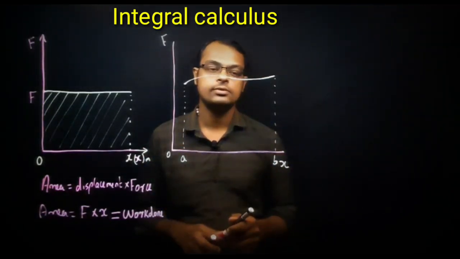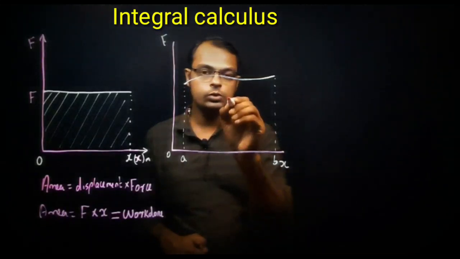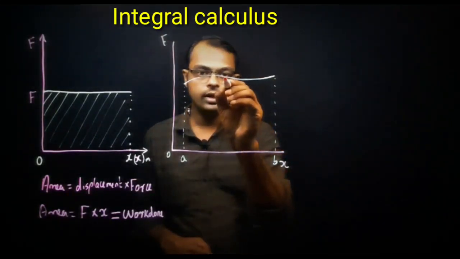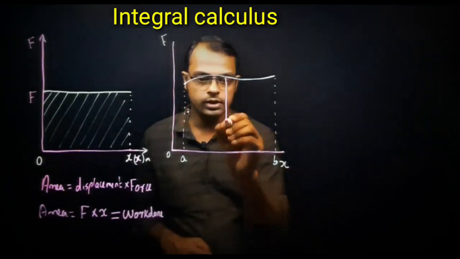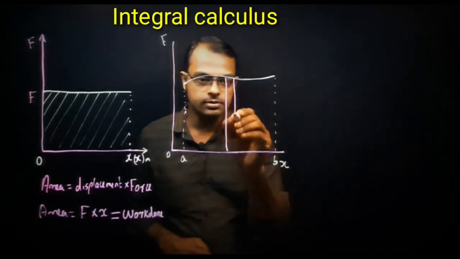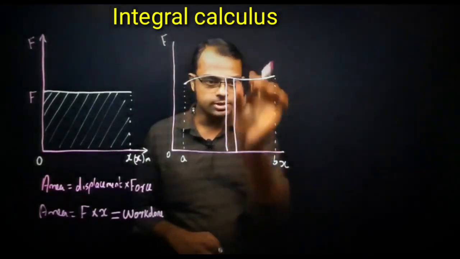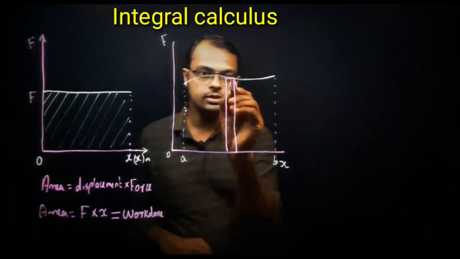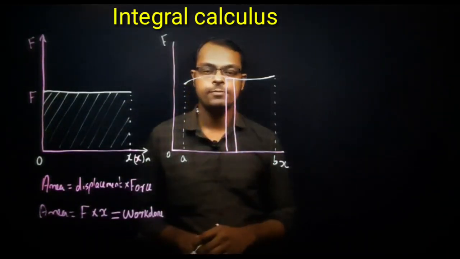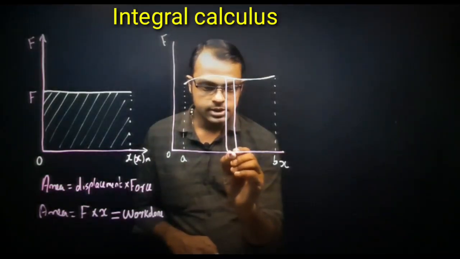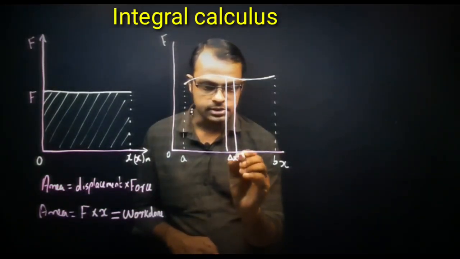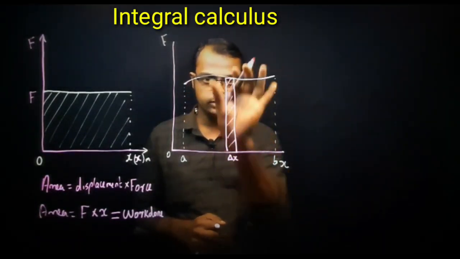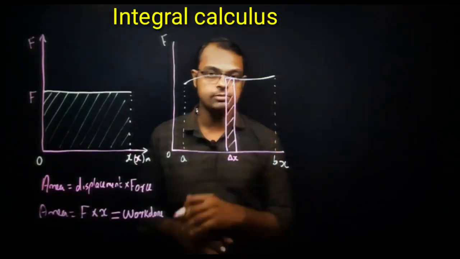That is the question. In order to calculate the whole area, we make this into very, very small strips. Many small strips can be seen. If you make small strips, you can see in this case the force becomes a constant value. Now what is the displacement here? I am writing it as delta x. So you can easily calculate the area of this rectangle. Now it is almost a rectangle, that's why we made the small strips.